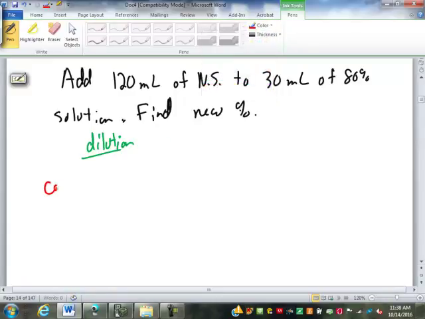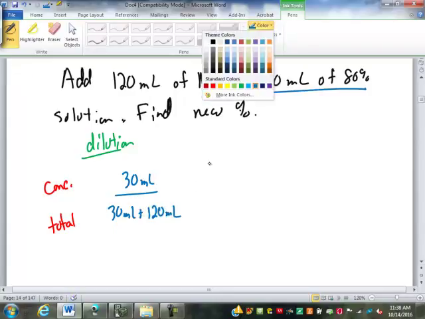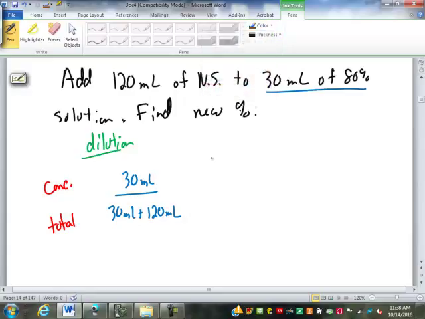Remember, dilution is concentrate or serum over total. So what goes on top for a concentrate? 30 milliliters. What's going to go on bottom for a total? 150. It's going to be the 30 milliliters plus the 120. So that gives us 30 over 150, which reduces to a 1 in 5 dilution.